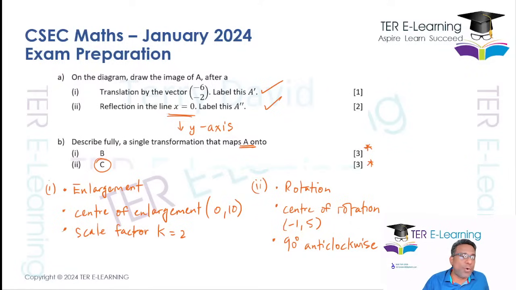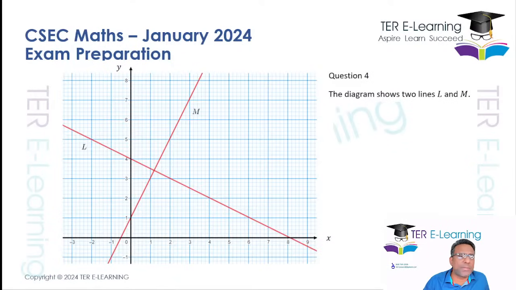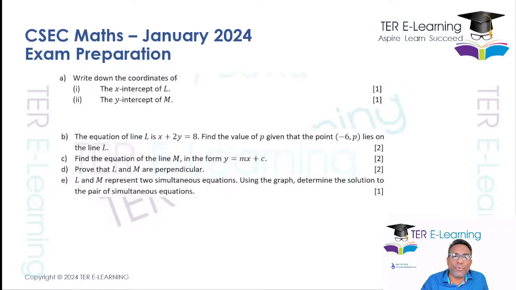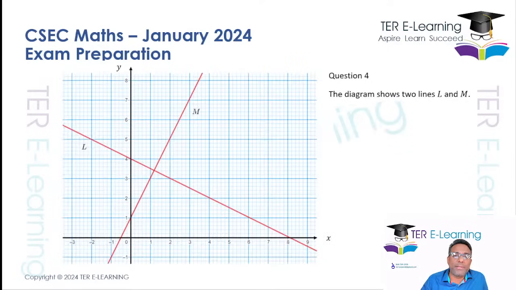Right, so let's move on to question 4, right? So question 4, the diagram shows two lines. So we have L and we have M, two straight lines. Let's see what we want to do here. Write down the coordinates of the x-intercept of L, right? Could you all put that in the chat for me? What are the coordinates of the x-intercept of this line here, L?